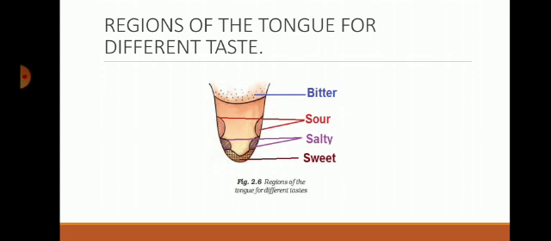Many taste buds are present on the tongue. First one, sweet: the sweet taste is identified at the tip of the tongue. The salt taste buds are on either side of the front of the tongue. Sour taste buds are behind this, and bitter taste buds are away in the back.